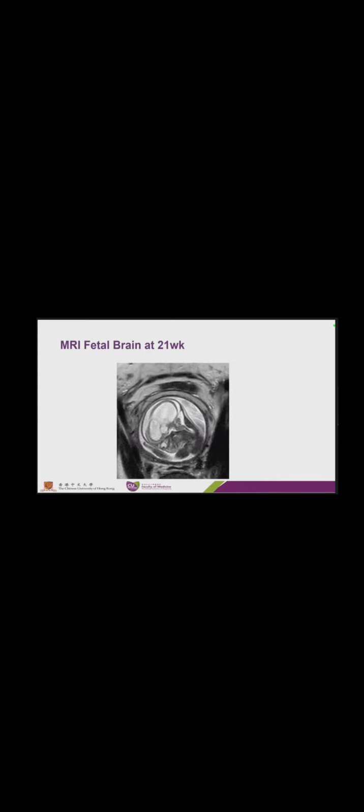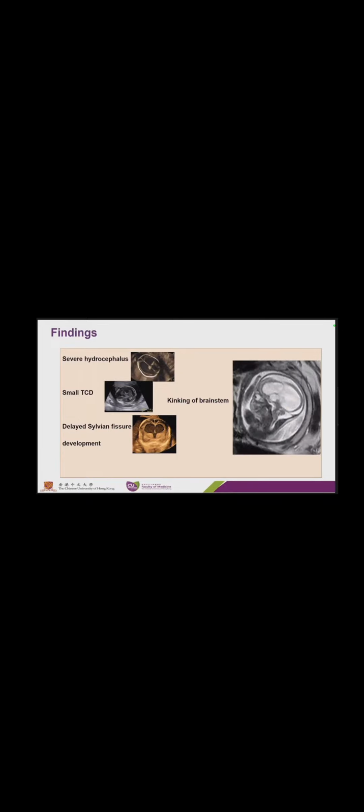So this is the mid-sagittal section of the fetal brain. I think some of the experts here may already know the diagnosis after seeing the MRI. So here you can see there is a brainstem kinking as compared to the normal reference. To summarize the findings of this case, there is severe hydrocephalus and a small transverse cerebellar diameter, and also delayed sylvian fissure development. And last but not least, there is kinking of the brainstem.